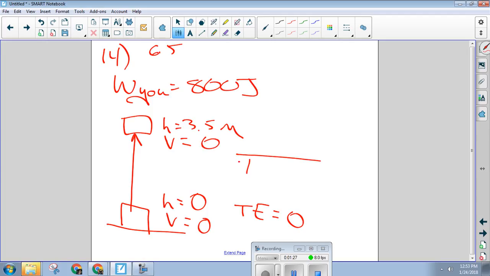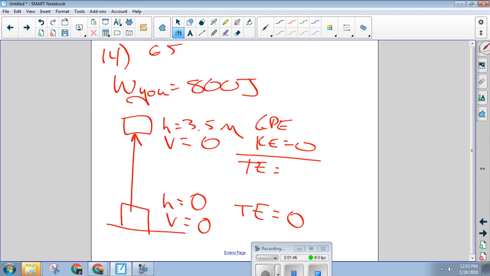Now, is my total energy still going to be 0? No. So what should the total energy be then? It would be the GPE at the point near the top. Yeah, so it's the GPE, because our KE is 0, right? Okay.